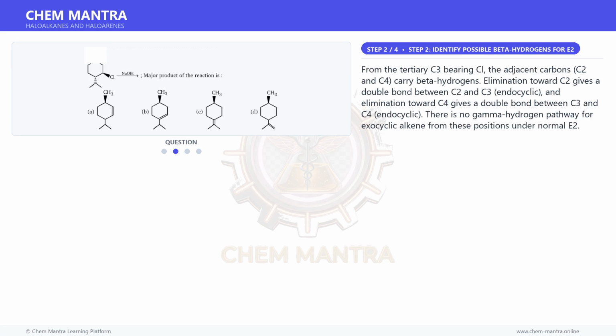Moving on to the next step. From the tertiary C3 bearing Cl, the adjacent carbons, C2 and C4, carry beta hydrogens. Elimination toward C2 gives a double bond between C2 and C3, endocyclic, and elimination toward C4 gives a double bond between C3 and C4, endocyclic. There is no gamma hydrogen pathway for an exocyclic alkene from these positions under normal E2.